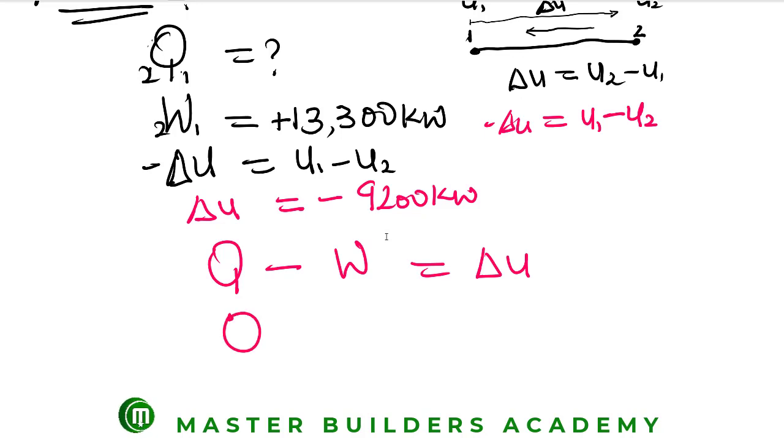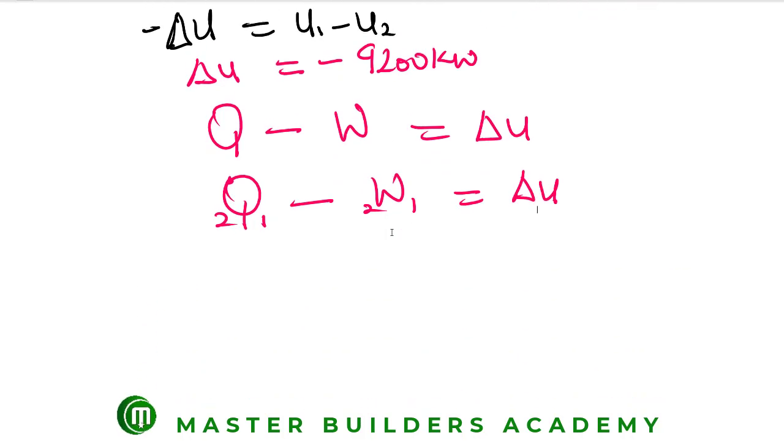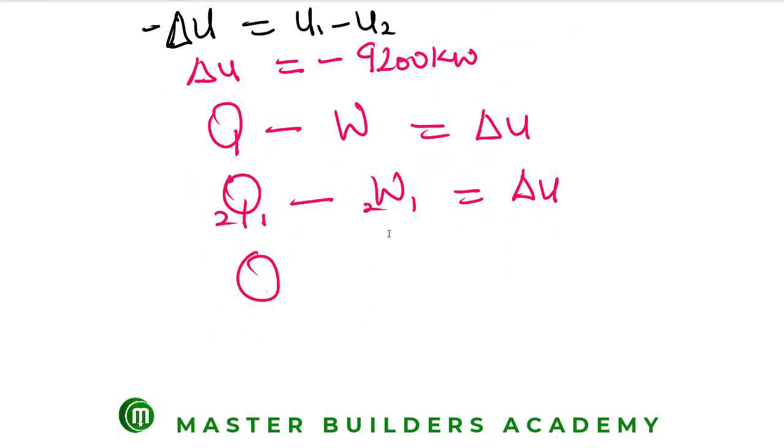And then we say that process 2 back to 1 minus the work is equal to the change in internal energy. Since I want to obtain the value of Q, we can make use of the formula: Q for 1 to 2 is equal to, as this crosses over, it becomes positive, the work for 2 to 1, then plus the change in internal energy. This is the equation we have to obtain the value of heat.